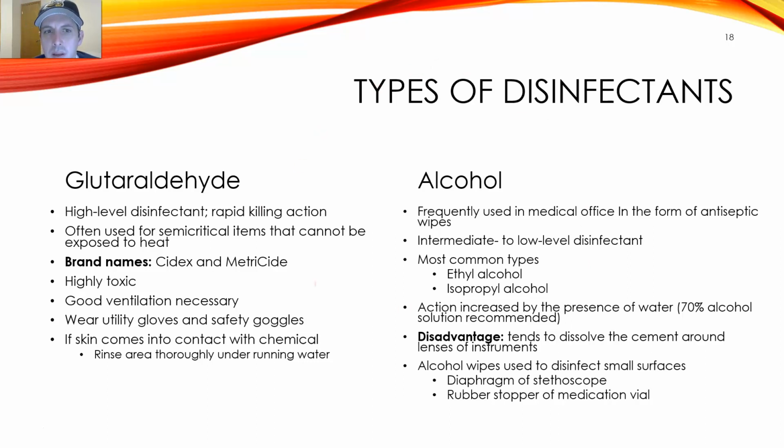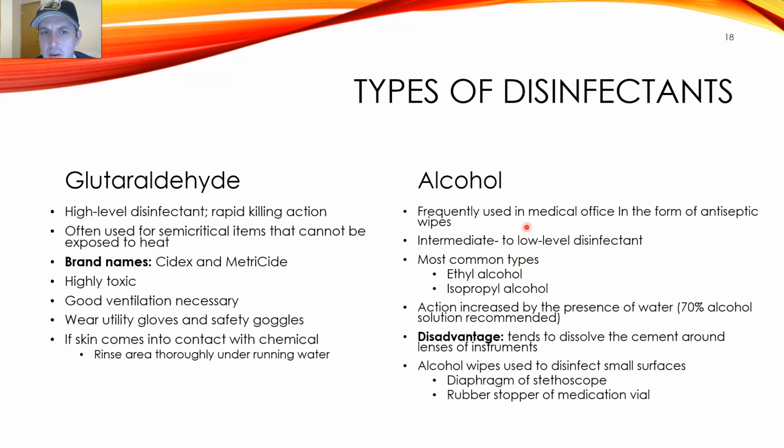So I don't want to spend much time on the types of disinfectants because it's more important to understand what level of disinfectant it is. And there are a whole bunch of different brand names with this. The high level disinfectants, Cidex and Metricide, are the most common for high level disinfectant. Alcohol then, right, is used for intermediate to low level disinfectants.